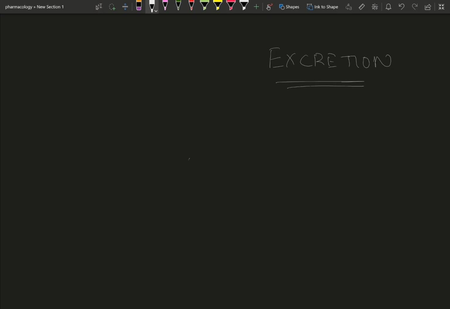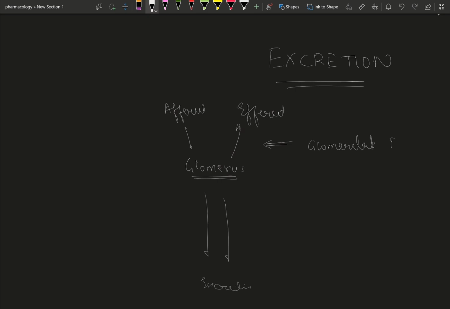So coming on to the topic of excretion, we must know this particular flow chart. We have a glomerulus where there are efferent arterioles, and there goes the efferent arteriole, and then from the glomerulus we get excretion. So see, there would be glomerular filtration occurring here. The net products will pass out from the slits and reach the tubular system.